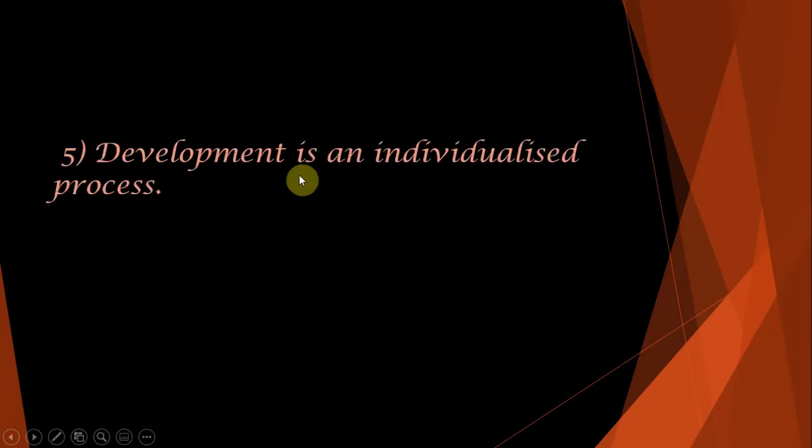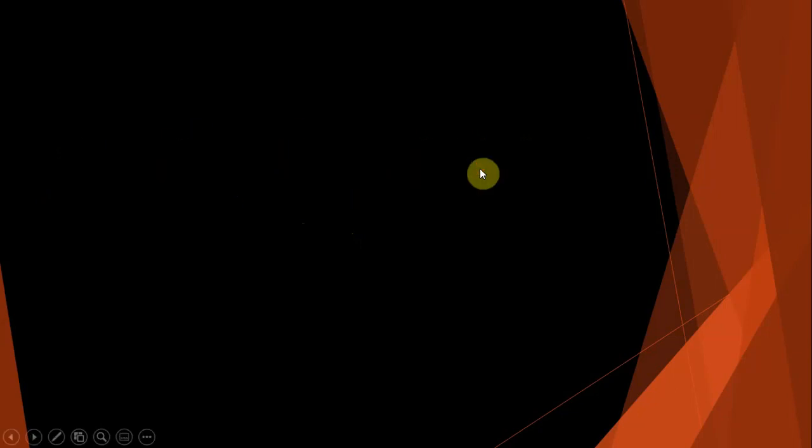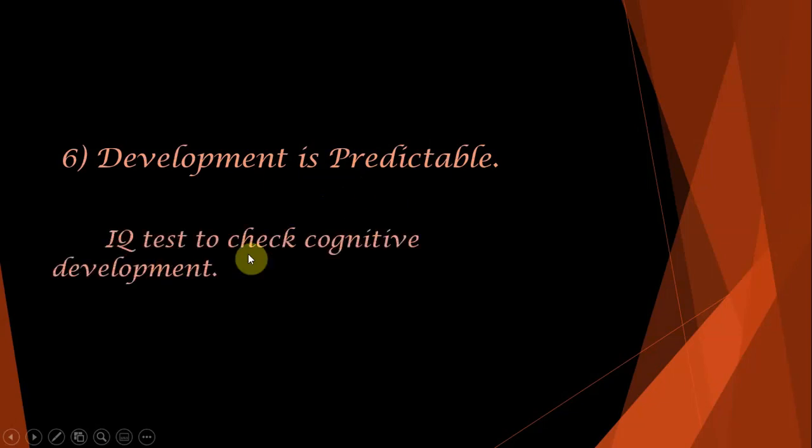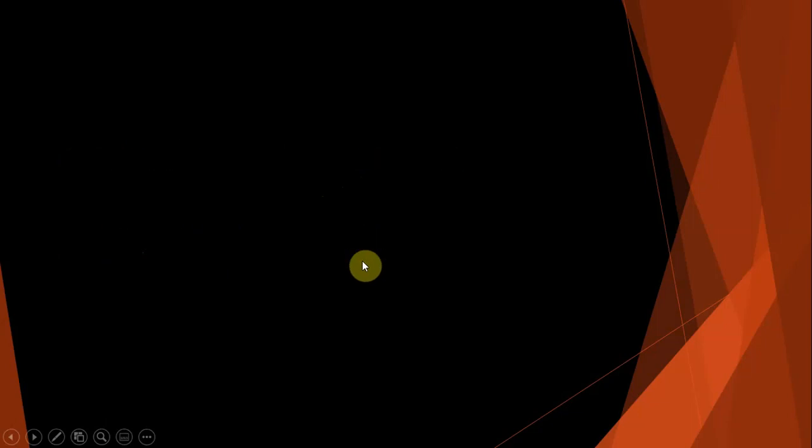The next principle is that development is an individualized process. Development differs from person to person. The type of development that takes place in me is not necessarily the same in the person who is watching this video right now. There are many changes and different developments in each individual. The next principle is that development is predictable. Predictable in the sense that it can be assumed. We can assume what type of development is going to take place in a person, for example, in cognitive development, through an IQ test. There are several other tests which help us predict development.